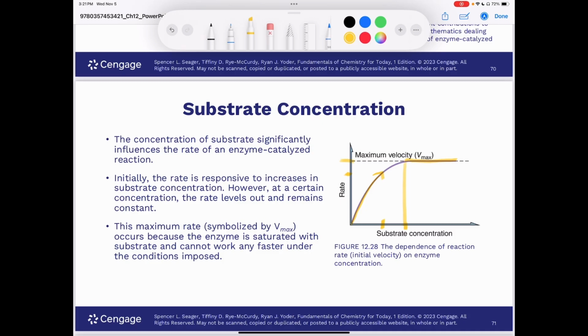And this maximum rate, we symbolize with this Vmax here, velocity max, and it occurs because the enzyme is saturated with substrate. It cannot work any faster under the conditions imposed. It's like if you imagine the enzyme has parking spots in a parking lot, and you imagine the substrates as being cars trying to find spaces in a parking lot. Well, once all the spaces are filled up, you can put more cars in the parking lot, but they're just going to be driving around. They're not going to be finding parking spots.